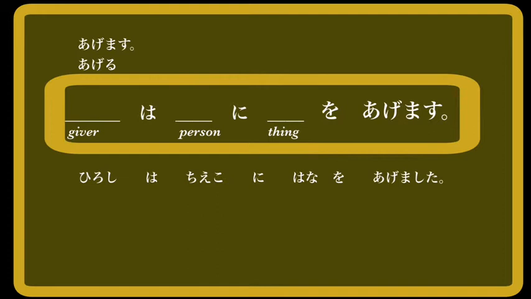Another example would be watashi wa, I. Sensei ni, to the teacher. Keiki o agemashita. I gave cake to the teacher. Or I gave a cake to the teacher. Watashi wa sensei ni keiki o agemashita.